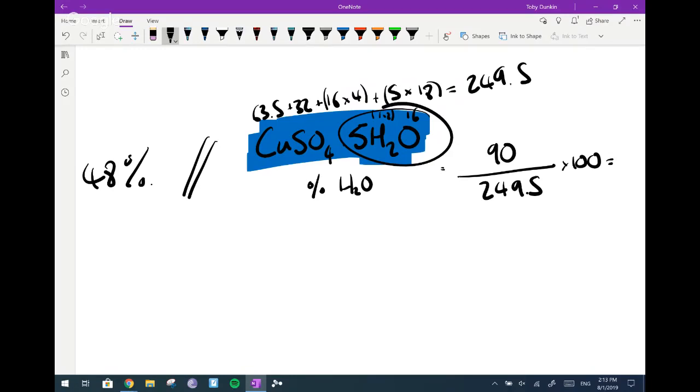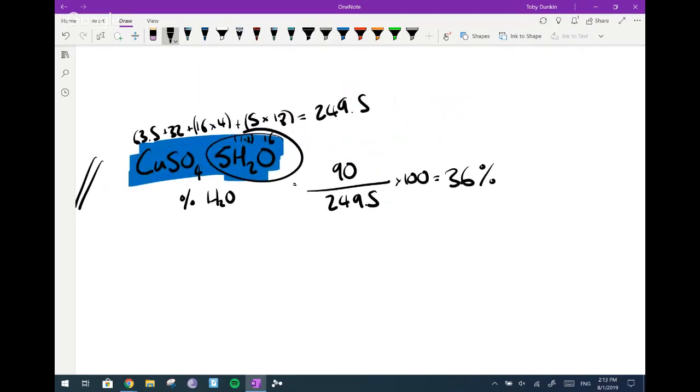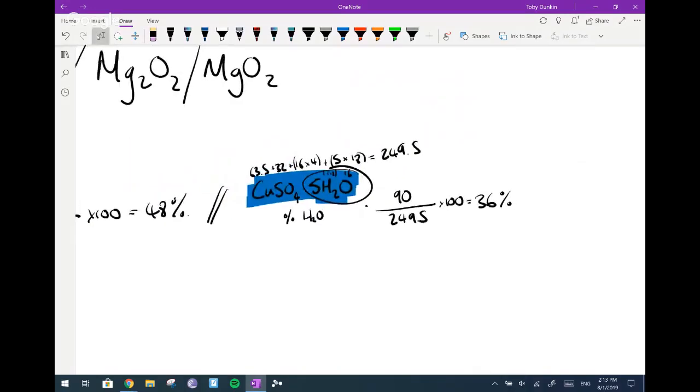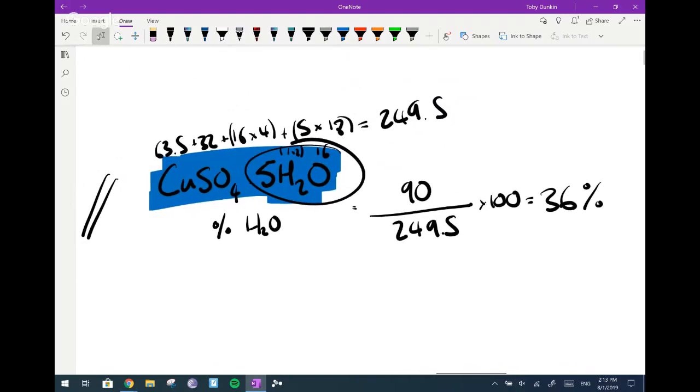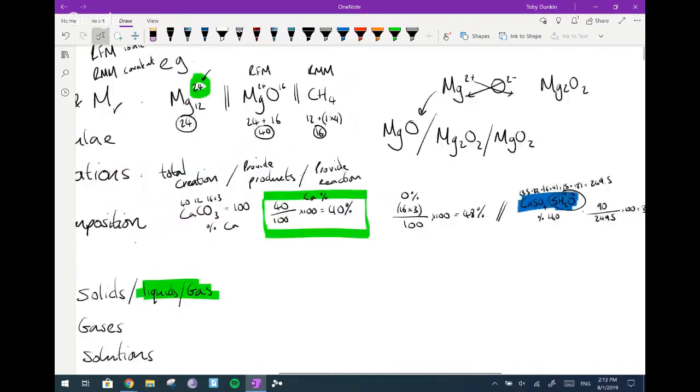90 divided by 249.5, come on calculator, times 100, so it's 36%. These kinds of questions seem to be appearing quite often now with these hydrated salts, and they keep throwing in all kinds of ones. That one's the most common, but there are many different hydrated salts with different quantities of water. So these do appear a lot. It's definitely worth having a look at.